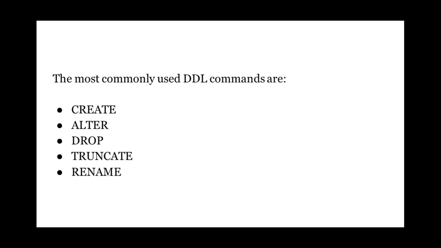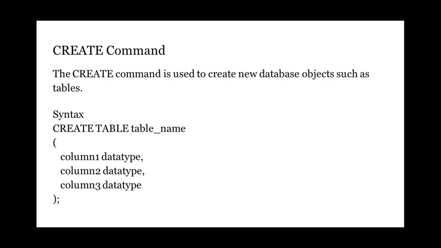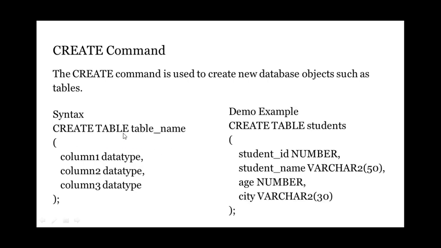First we'll start with the create command. The create command is used to create new database objects such as tables. We will understand the syntax of create command, how to write create command. So here we will have this particular create table command, then table name, and inside that we'll be having column 1 and data type, column 2 data type, column 3 data type. Column, this is nothing but a data that we are having in our table.